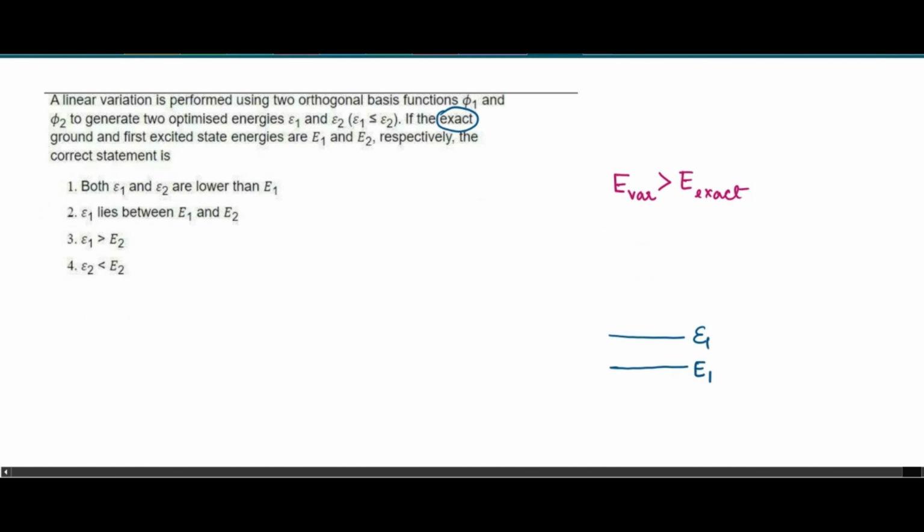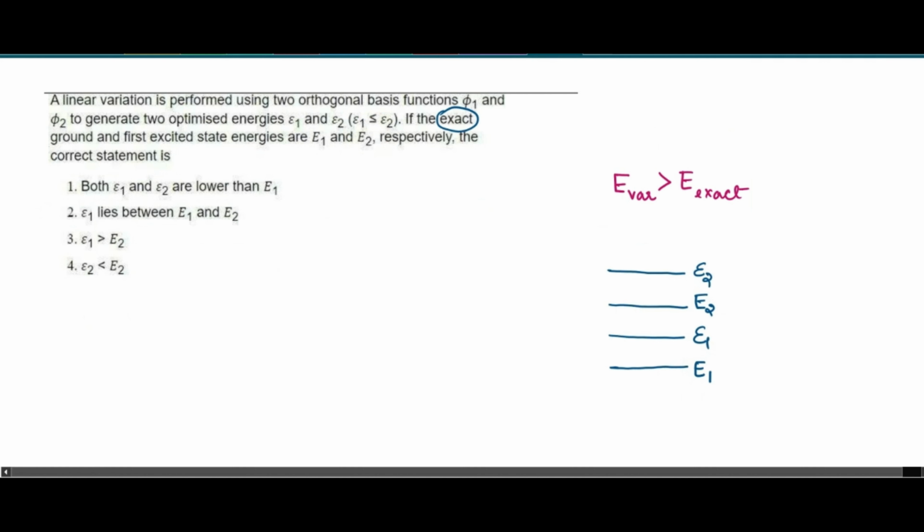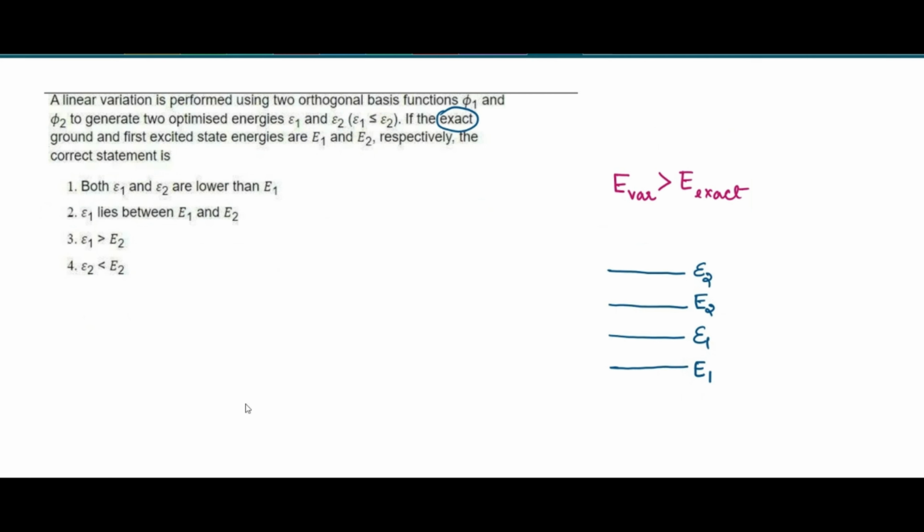My first excited state energy is E2, so I can draw E2 over here. The variationally optimized energy for the first excited state is epsilon2, and epsilon2 is going to be greater than the exact first excited energy. Is this diagram making sense?